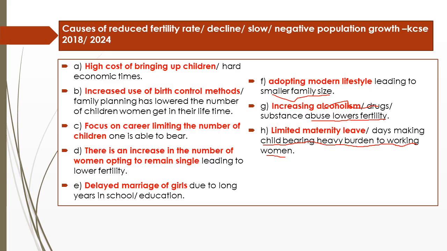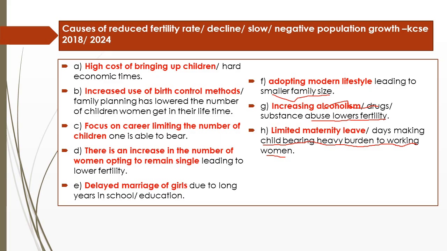Today, families have adopted family planning methods, where women and men have agreed on the family planning method that they are going to use, so that they can lower the number of children that they are going to have, so that they can effectively take care of them.